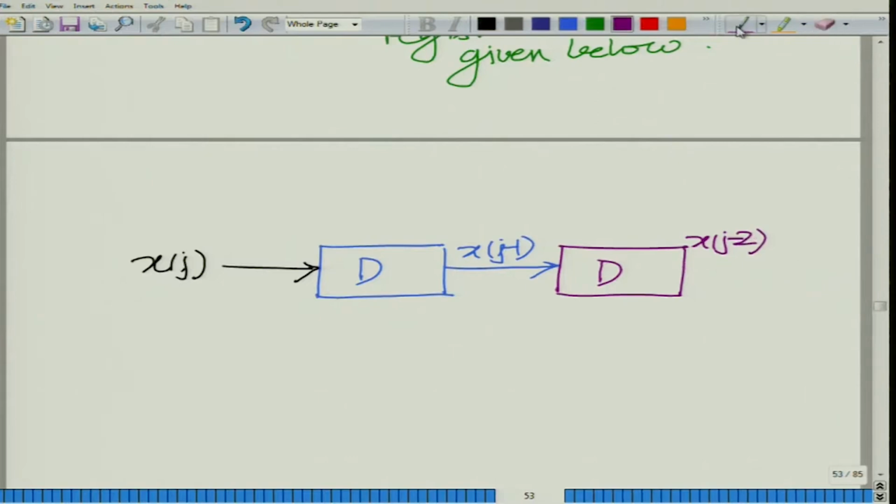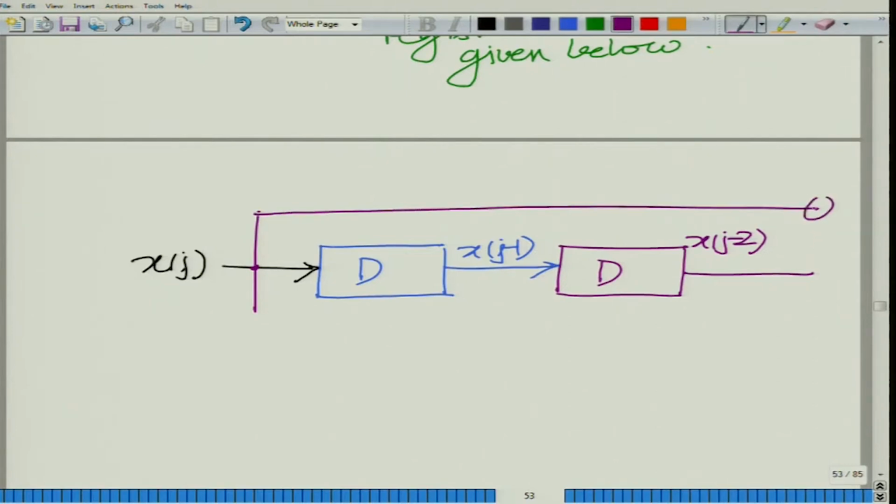And what we can do now is basically, all I have to do is take this x of j, and add x of j minus 2, that gives me x of j plus x of j minus 2.